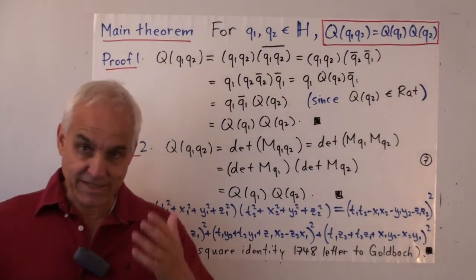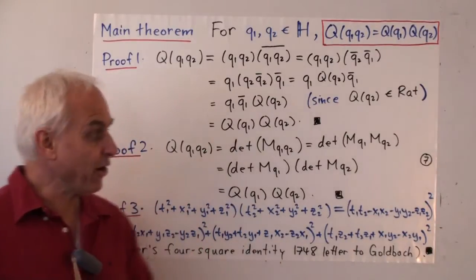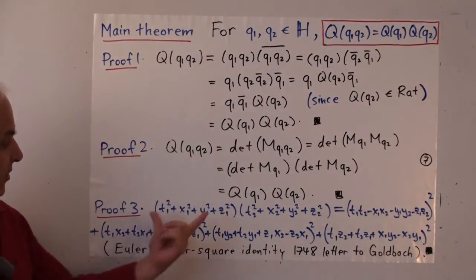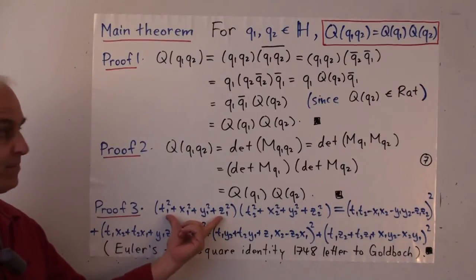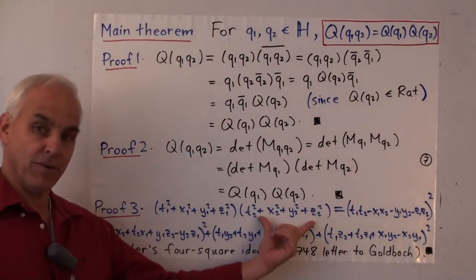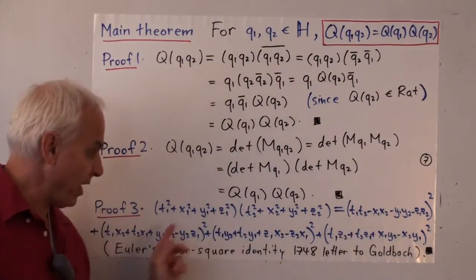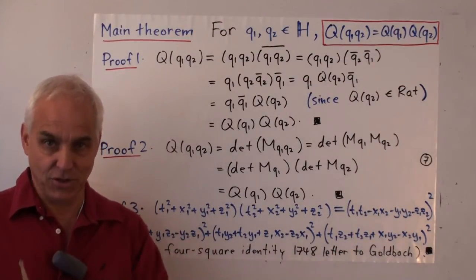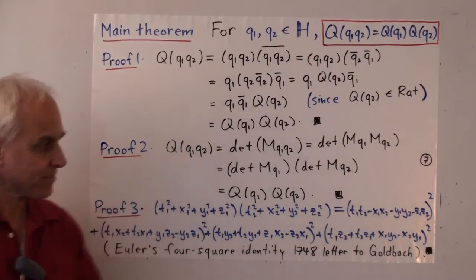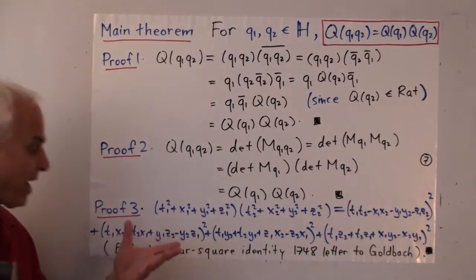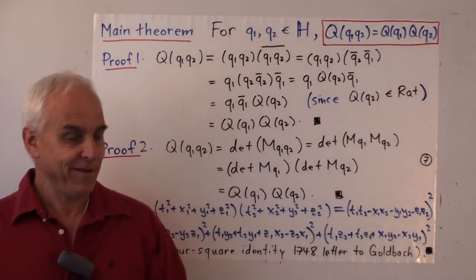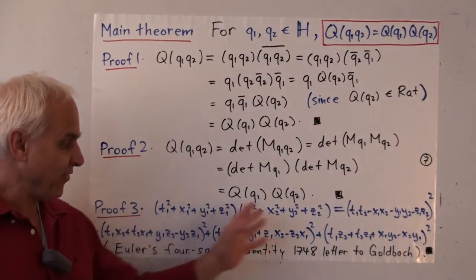And lo and behold, it's exactly what we need here to establish a third proof of this fact, because this is the quadrance of Q1, this is the quadrance of Q2, and this sum of squares is exactly the quadrance of the product Q1 times Q2. So Euler indirectly had this main theorem about quadrances of quaternions in this identity.